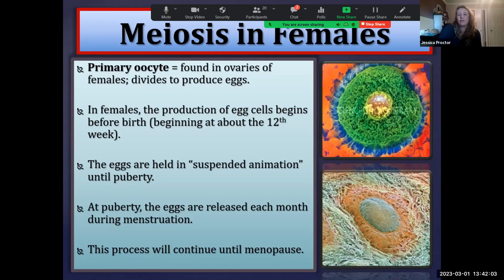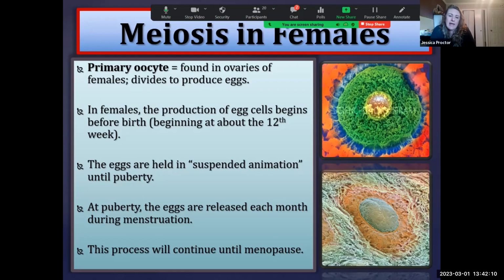So in females, the production of egg cells begins before birth, beginning about 12 weeks after fertilization. But those egg cells obviously aren't active yet. Those egg cells, those ova, are going to be held in what we call suspended animation until that female hits puberty.